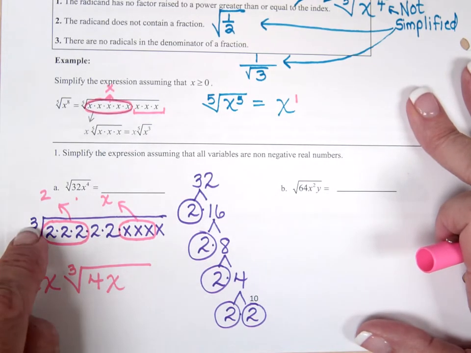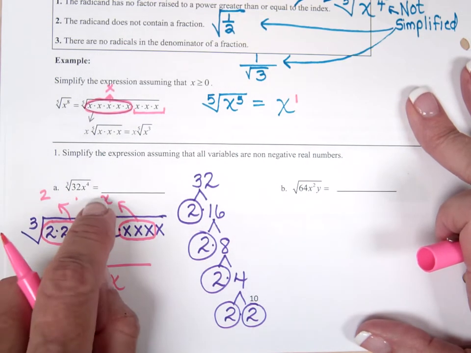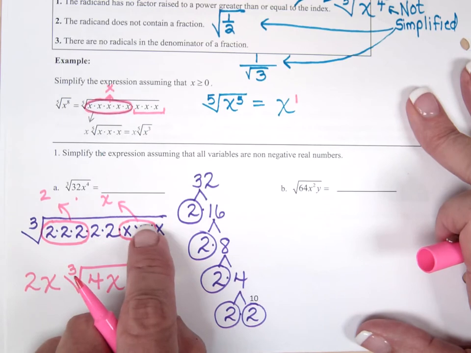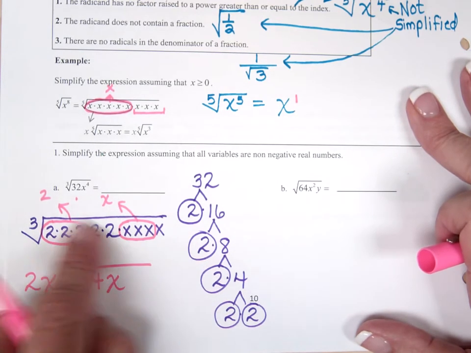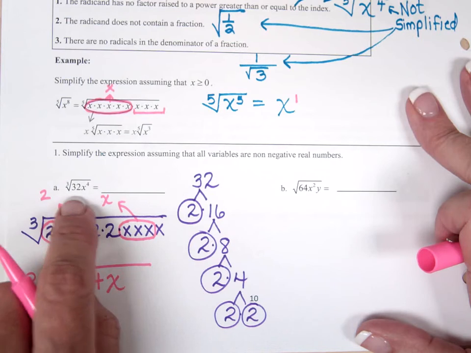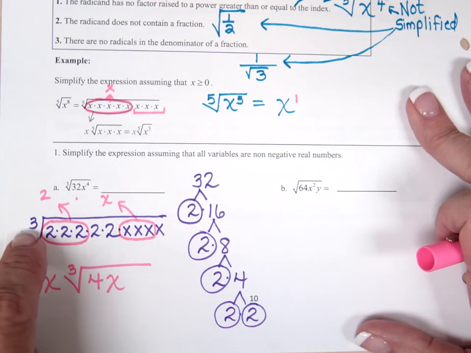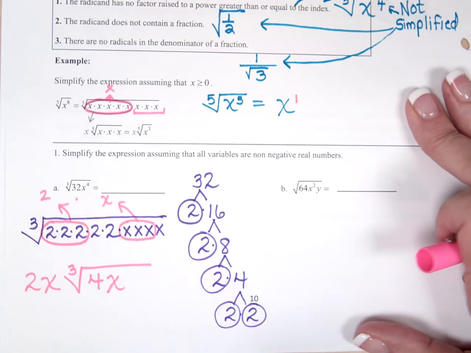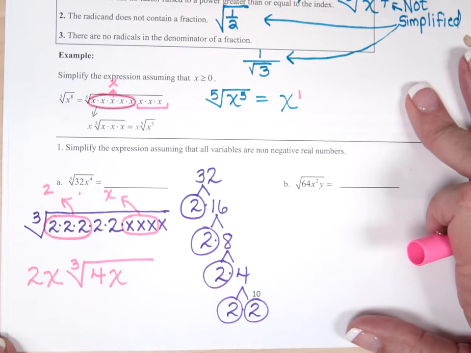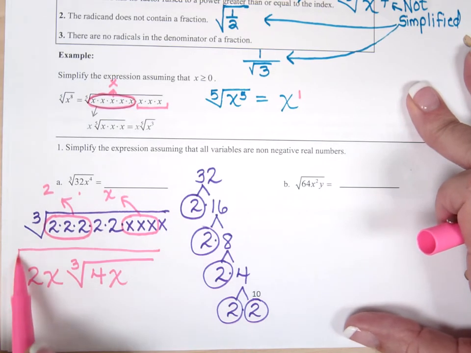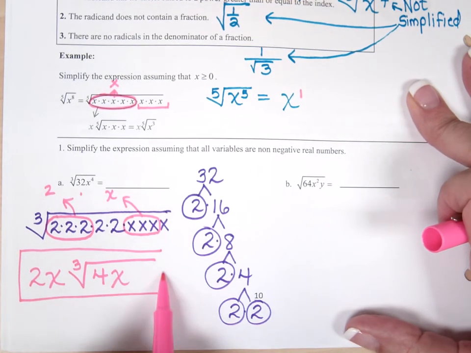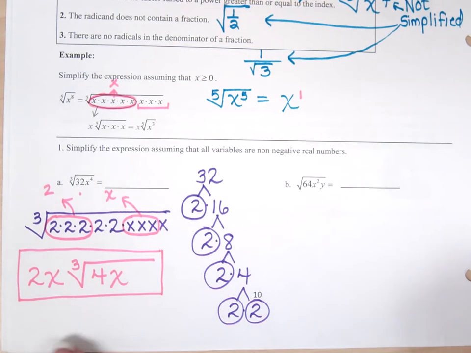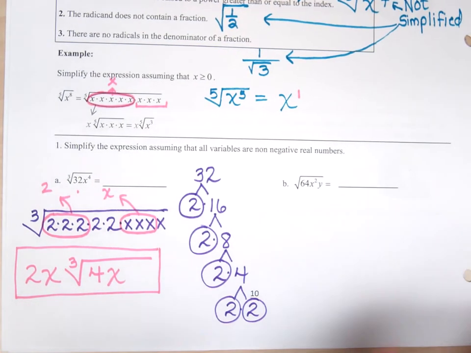So the cube root of 2 cubed is 2. The cube root of x cubed is x. So 3 of anything comes out as a single. So 2 times x is outside. And then cube root, what's left? 4x. So, isn't that fun? I think it's like big fun. So what I would do is I would turn off the video now and see if you can do the same thing with letter B.